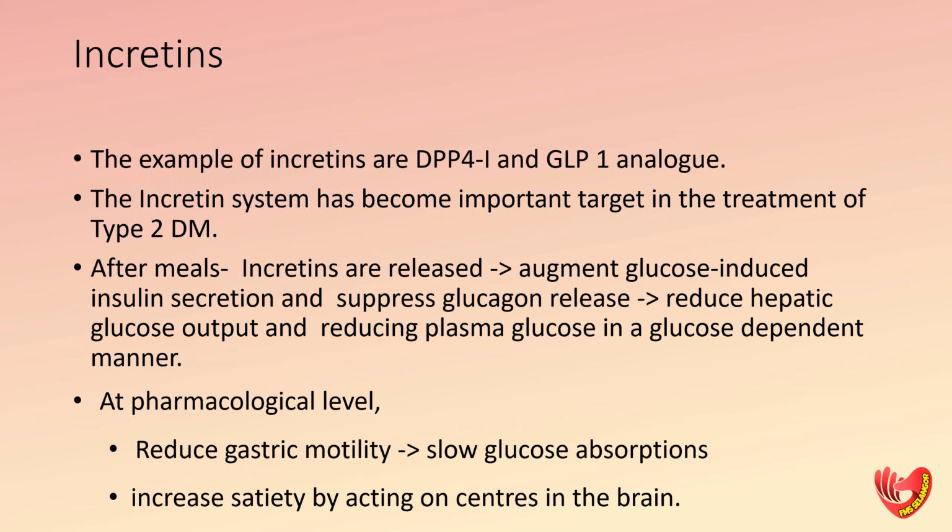Incretins, DPP4 inhibitor and GLP-1 analog. The incretin system has become an important target in the treatment of type 2 DM. After meals, incretins are released. These augment glucose-induced insulin secretion and suppress glucagon release, thus reducing hepatic glucose output and reducing plasma glucose in a glucose-dependent manner. Incretin effect is markedly decreased in type 2 DM, resulting in delayed and reduced insulin release.